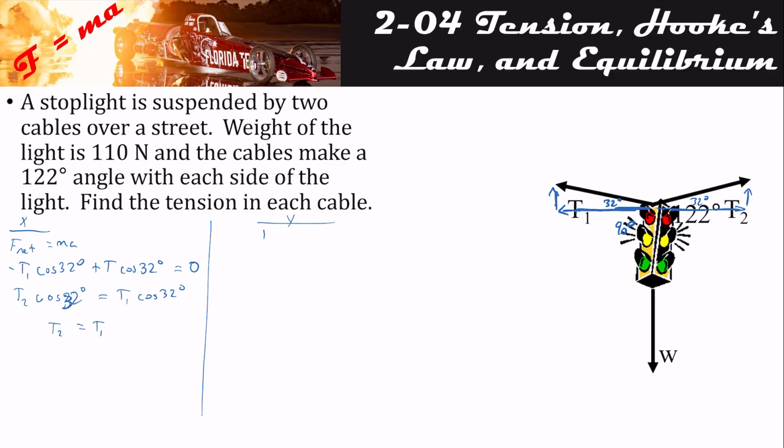So now if I work in the y direction, I have T1 sine 32, that's this vertical component. And then I also have T2 sine of 32 going up, and then the weight is going down. And there's no acceleration because it is suspended. Remember, T1 and T2 are the same, so I really have 2 T1 sine of 32 minus my weight, but the weight is 110.